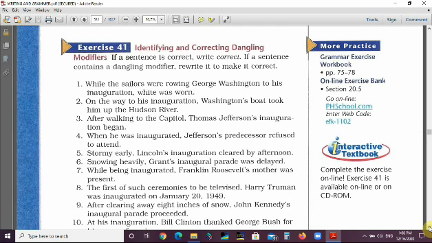So it should be corrected this way: While rowing George Washington to his inauguration, the sailors wore white. Again, while rowing George Washington to his inauguration, the sailors wore white. Here we understand who wore white. Number 2: On the way to his inauguration, Washington's boat took him up the Hudson River.